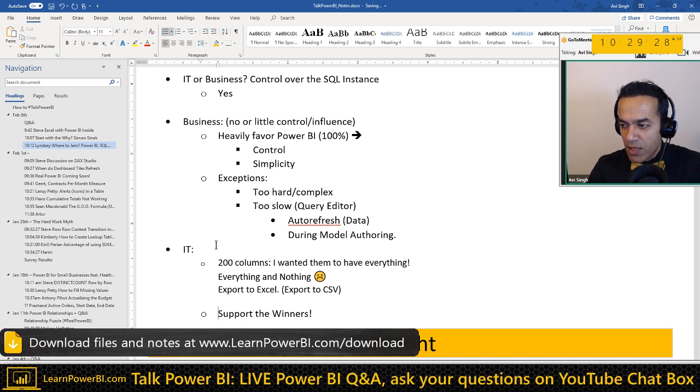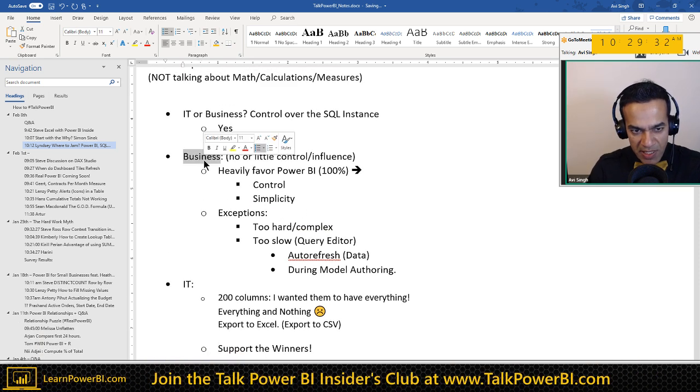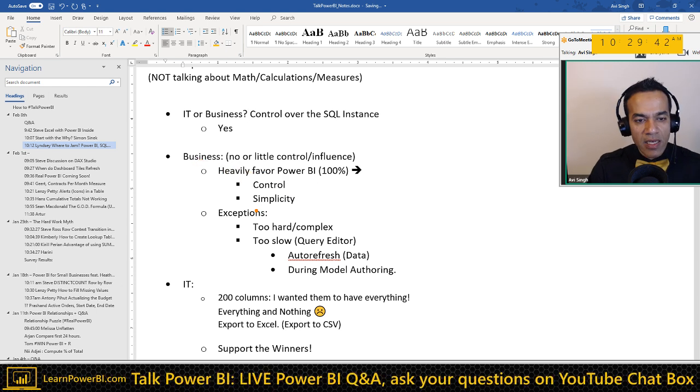Now, of course, Lindsay might be in a unique role because I feel like she's more on the business side, or at least focused on business reporting, but she does have control over SQL. Then I would act like the business user. I would heavily favor Power BI, but when there are exceptions, it's good that you don't have to go to anybody.